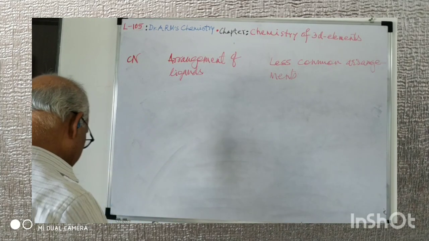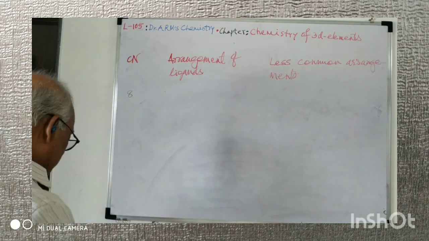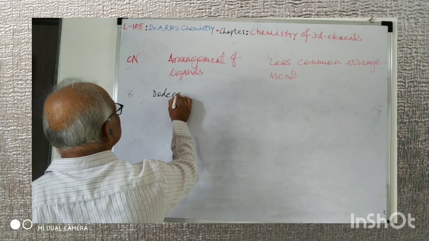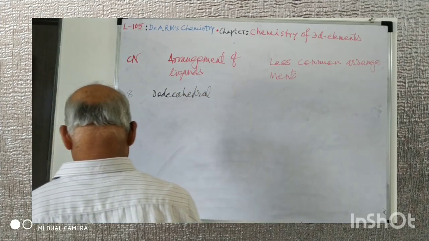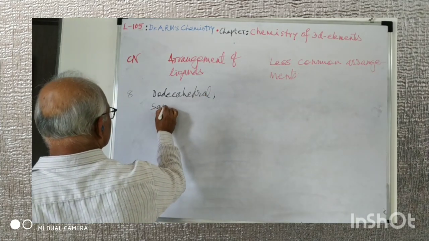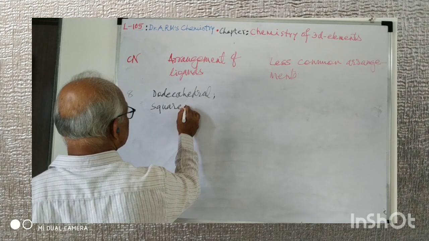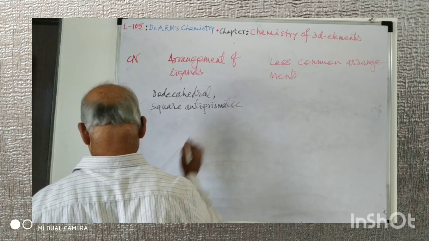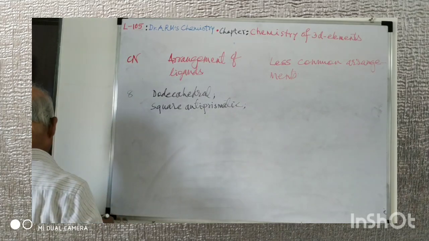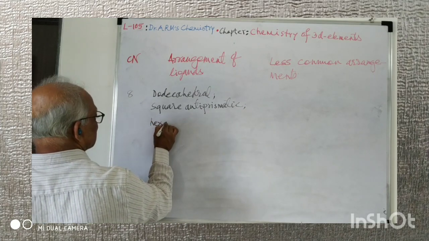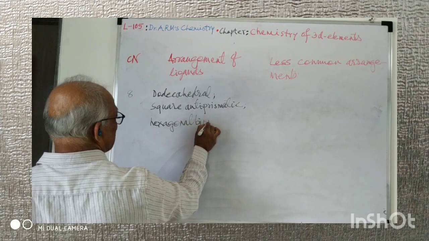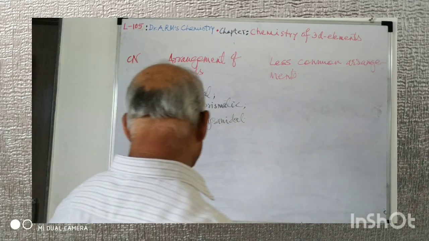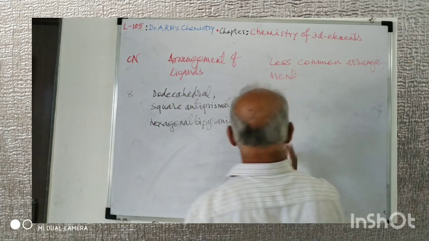When coordination number is 8, the arrangement most commonly observed is dodecahedral, square antiprismatic, and hexagonal bipyramidal. So these are the most commonly observed arrangements.